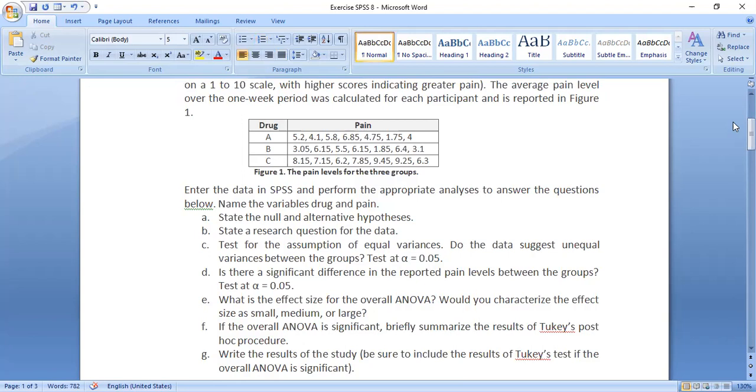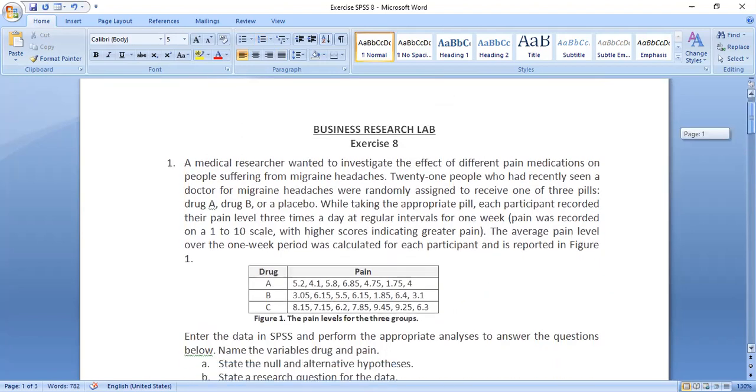So write the results of the study, and we have to include Tukey's test and whether the overall ANOVA is significant or not. So that being the case, let us repeat the question once again. We have a medical researcher who is investigating the pain level of people suffering from migraine headaches, and there are 21 people who have been given either drug A, drug B, or placebo, which we are calling drug C right now.